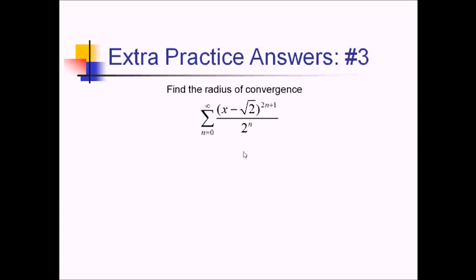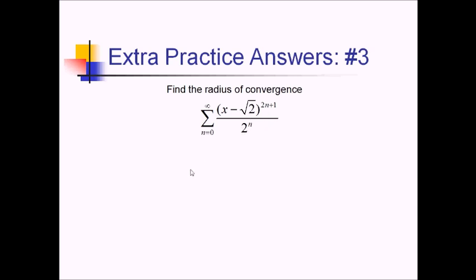On this one, we want the radius of convergence for this series. Now there's a couple ways to do this one. It would probably be possible to do this one as a geometric series if we take out one of these x minus radical 2's and then say we have a common ratio of (x minus radical 2) squared over 2. But if you weren't sure about that, you could use the ratio test on this.